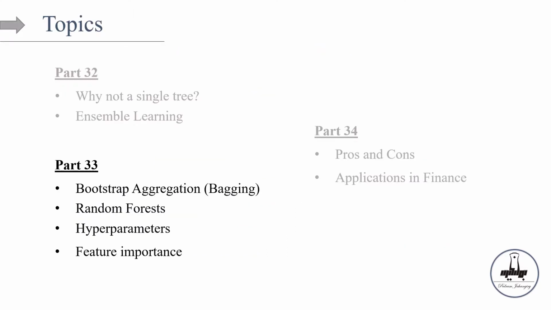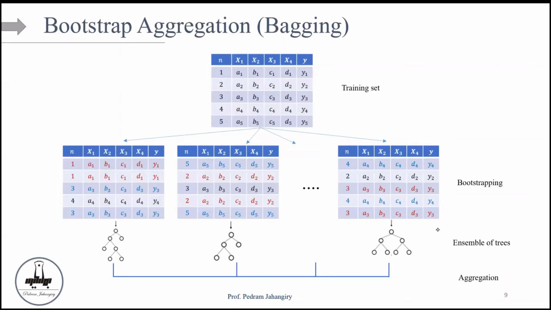So the topics that we cover in this episode are going to be Bootstrap aggregation, random forest, hyperparameters, and feature importance. Okay, so bagging stands for Bootstrap aggregation. Imagine this is our original training set, right? We have 4 features. So let's say the number of features is 4, and we're going to show the number of features with the letter P. And let's say we have 5 observations. So n is 5, and our P is equal to 4. P is the number of features, right?